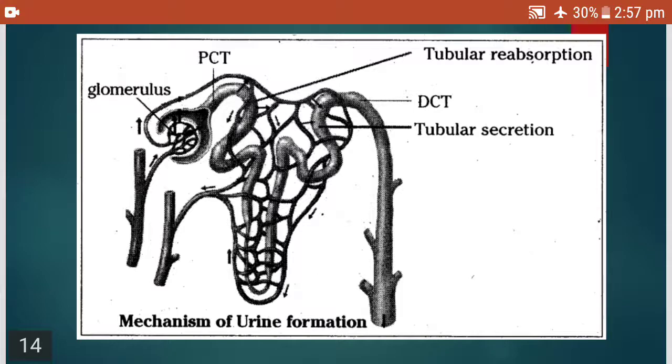You can see here glomerular filtration taking place in the glomerulus, tubular reabsorption taking place in the PCT, tubular secretion taking place in the DCT, and the concentration of urine taking place in the collecting tubule.